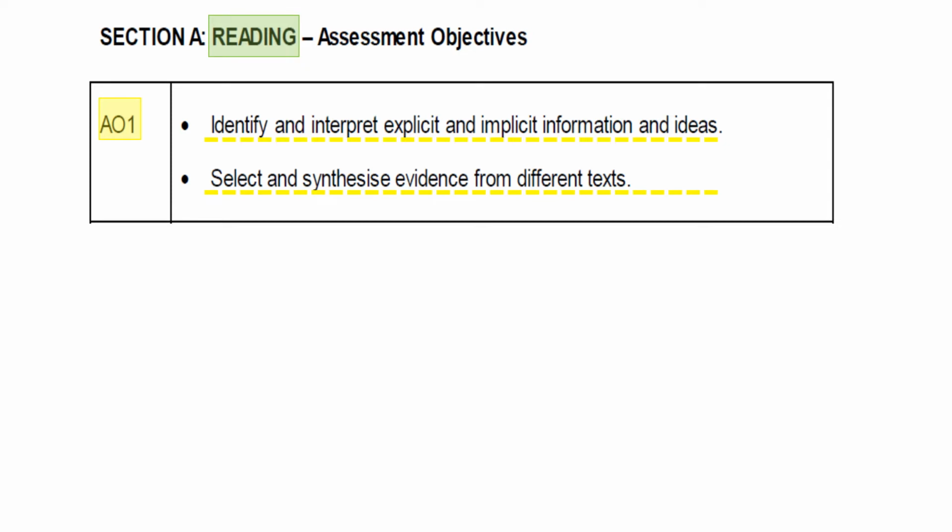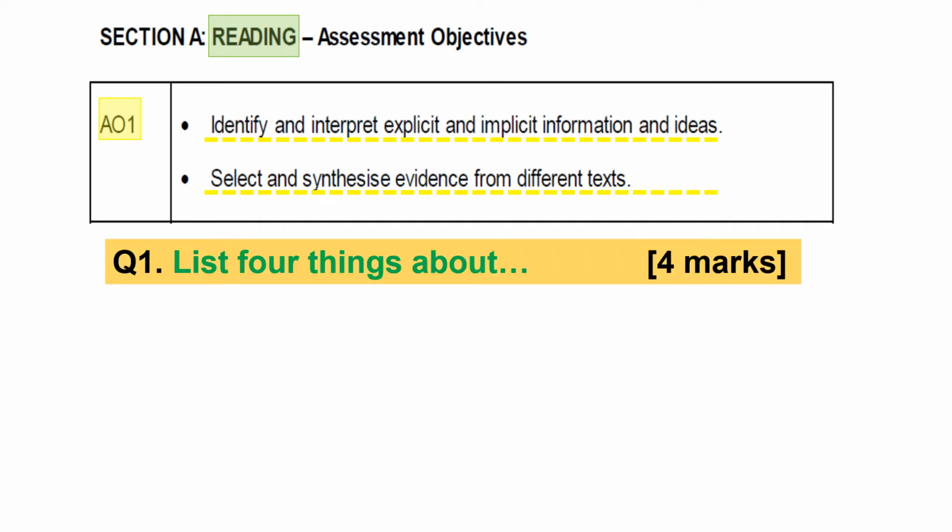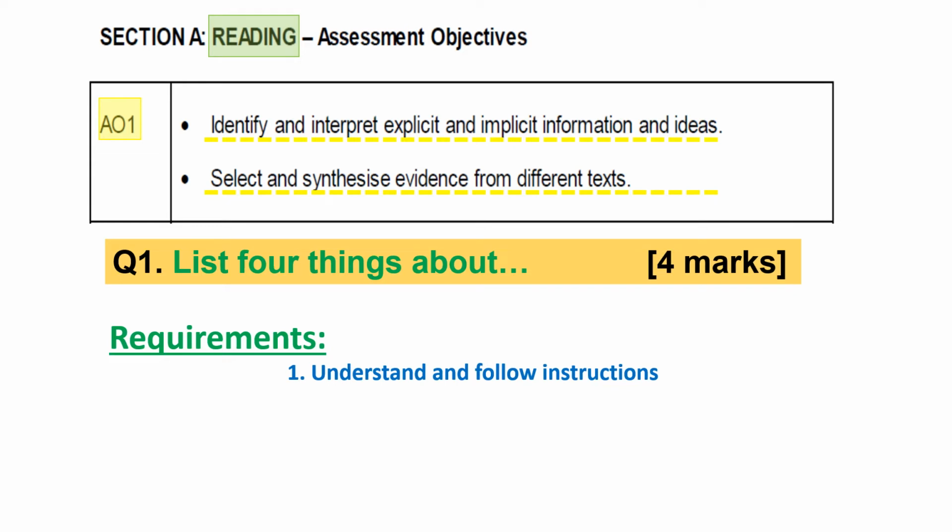This objective is assessed using question 1, which is typically framed as list 4 things about, and it's worth 4 marks. This requires the student to do 2 things. First being to understand and follow instructions from the question, and the second one being to read the short excerpt between the lines specified in the question.